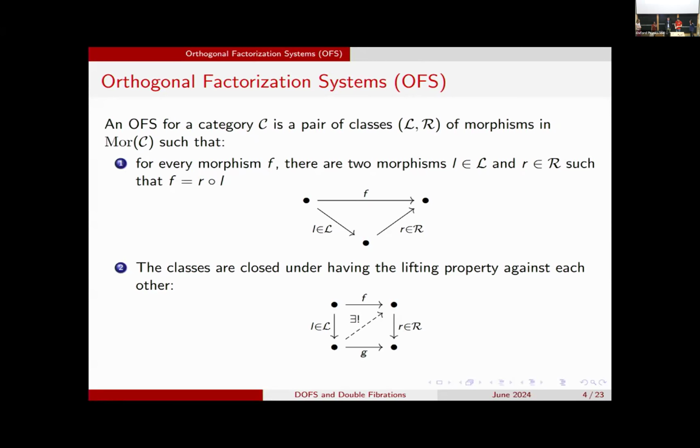And these classes are closed under having the lifting property against each other, which means whenever we have a commuting square made of a morphism from the left class on the left, a morphism from the right class on the right, and two morphisms of C, then we have a unique morphism in between, which makes the two triangles commute.